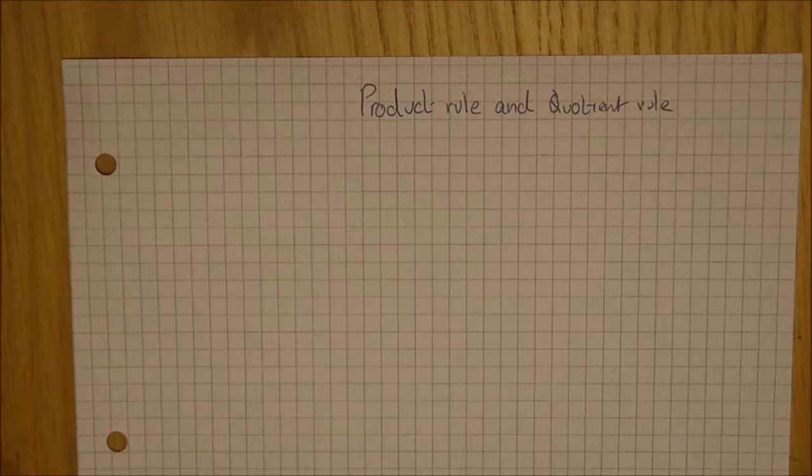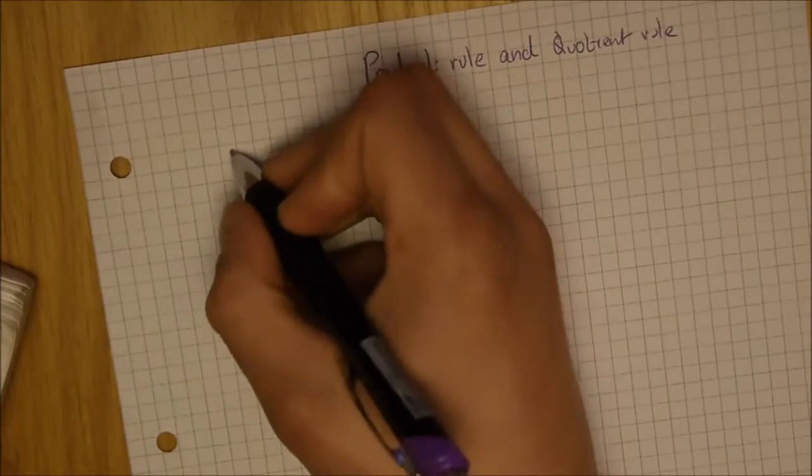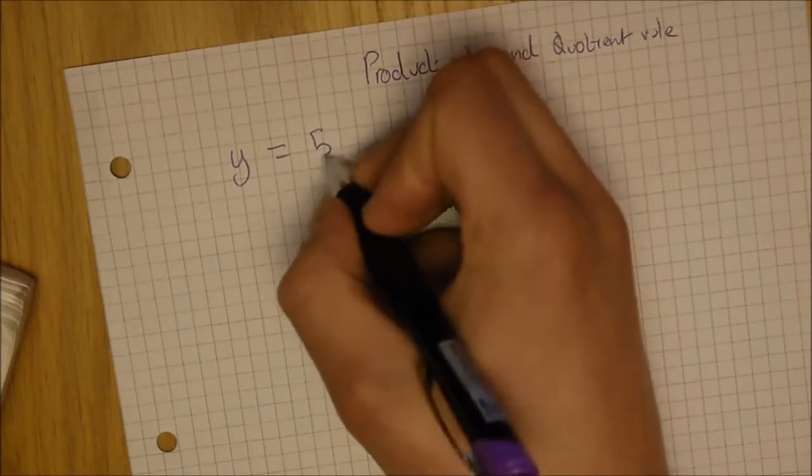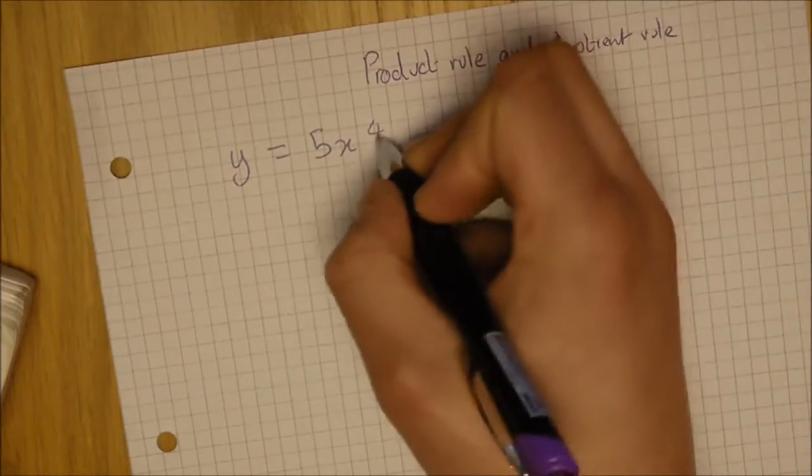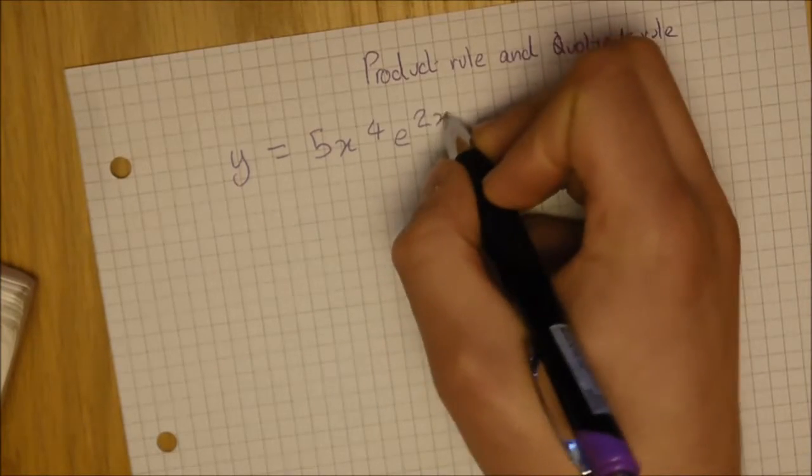Welcome to this video on product rule and quotient rule. Now normally I do them in two separate videos, but because of the way they work and the fact that quotient rule is basically product rule but with a small change, they're both going to be done together. I'll do one example of product rule, one example of quotient rule. So we are going to have y equals 5x to the 4 e to the 2x.